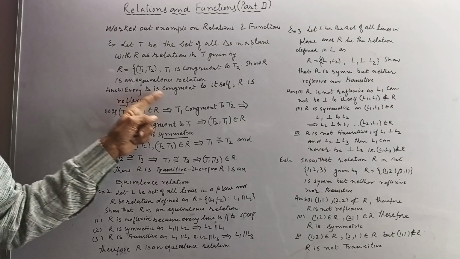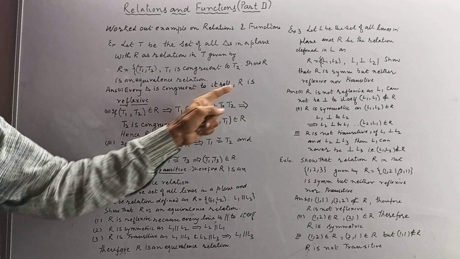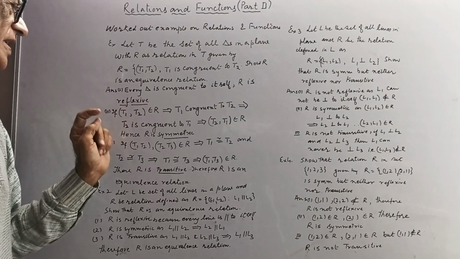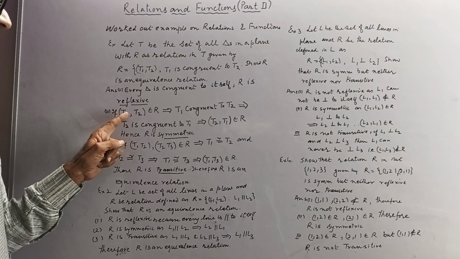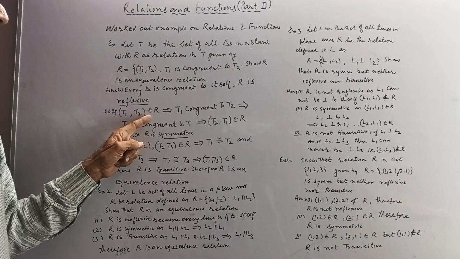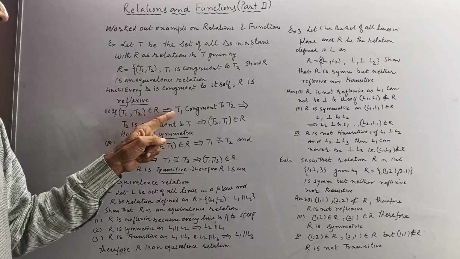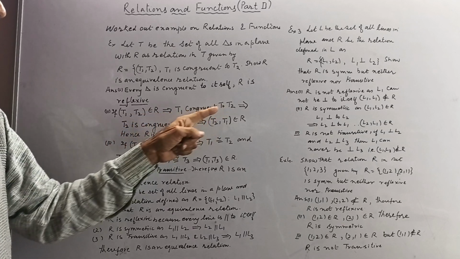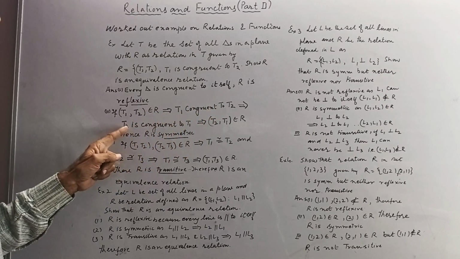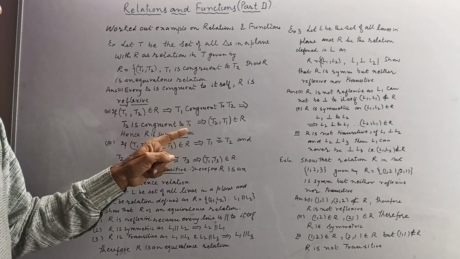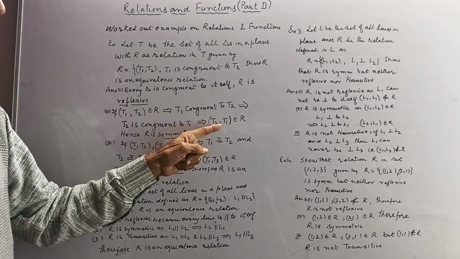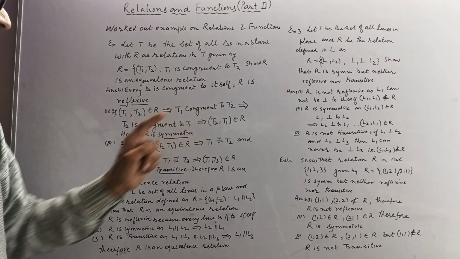Answer. Every triangle is congruent to itself. Therefore, R is reflexive. Now, if (T1, T2) belongs to R, implies T1 is congruent to T2, implies T2 is congruent to T1, implies (T2, T1) belongs to R.